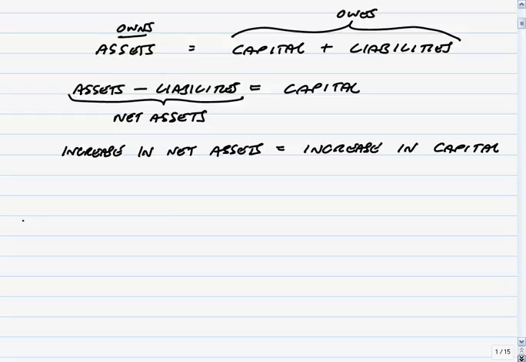Finally, though, why does, or why did, the capital change? There are only three reasons ever why the amount owed to the owner will change. Remember ours. The owner was owed 10,000. Why were they owed a different amount by the end of the year? The three reasons are, firstly, any extra capital paid in.